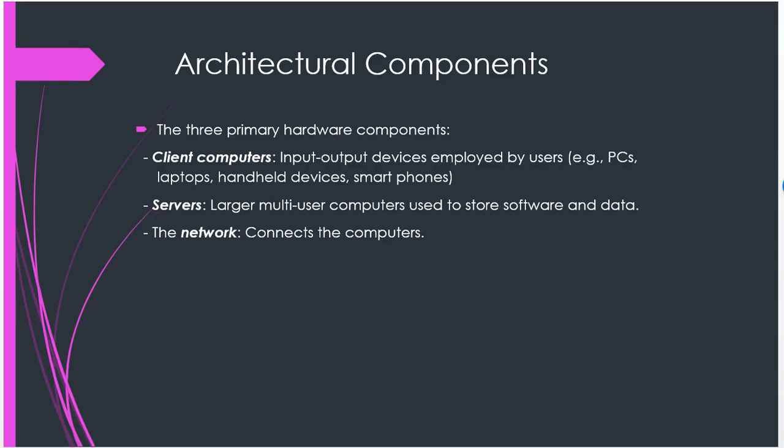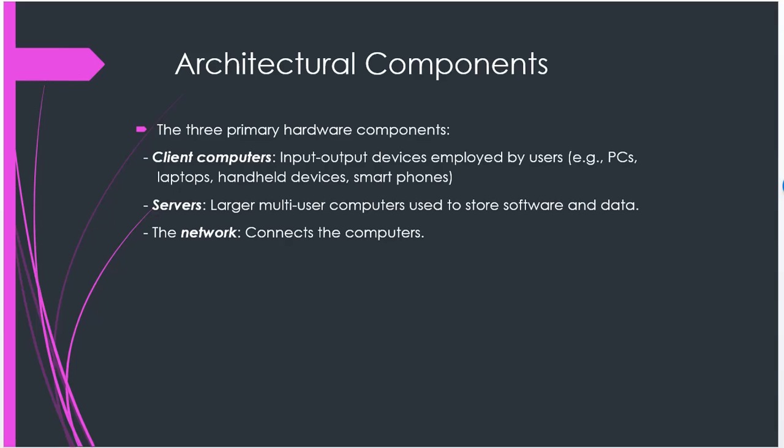So in our architecture, we have 3 main components as far as hardware is concerned. We have the client computer, that is your PC or your Mac. Then you have your servers. So your servers are basically giving information out to those who require it. And then you have got the network that connects your servers and your client computers.